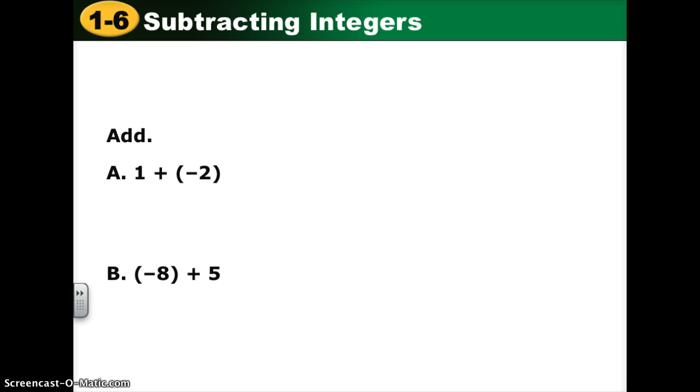So you can use any method that you choose. You can cancel plus and minus signs, you could use a number line, or if you can use the method of looking at the larger number, determining the sign, and adding or subtracting, go ahead. 1 plus -2, the 2 is a negative, and that's the larger number, so our answer will be negative, and the difference between 1 and 2 is 1, so we get an answer of -1.